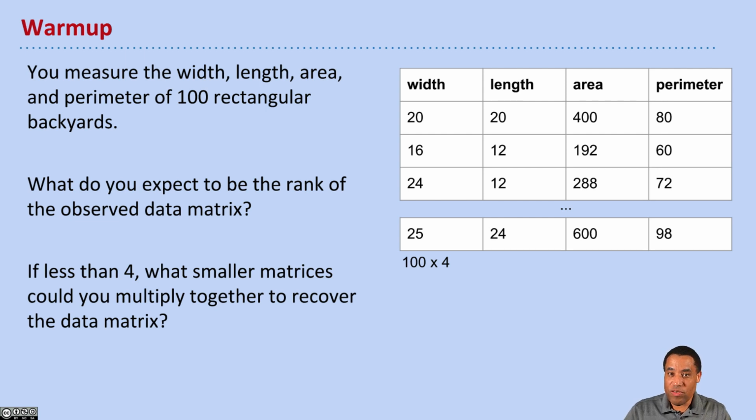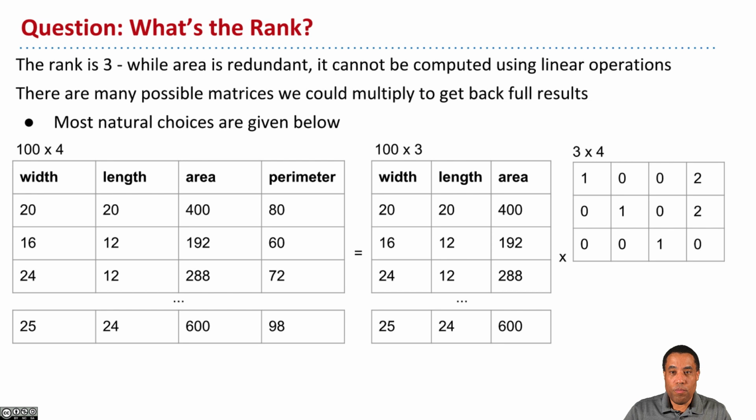But this was a little bit of a trick question, because we need to compute this using linear operations. And we can't compute the area using linear operations since it's the product of the width and the length, while the perimeter we can do with linear operations because it's just twice the width plus twice the length. Okay, so the real rank is going to be 3.